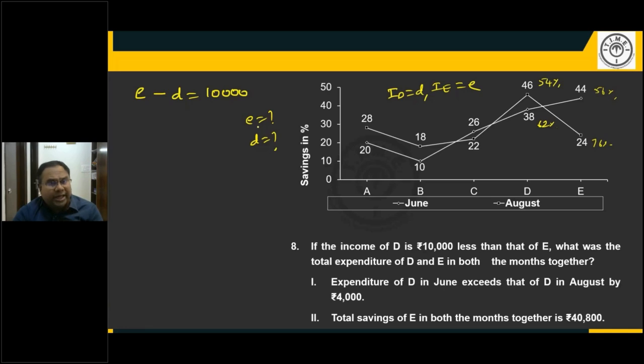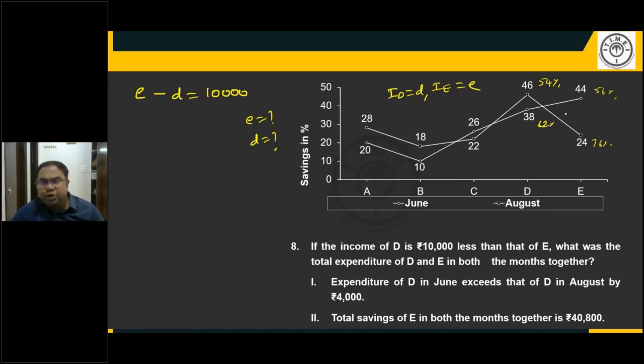That means I should know their income of E. I should know income of D. If I know one of these two, one more thing I'm telling. If I know E, I can find D. If I know D, I can find E. Anything is okay. Now see here, expenditure of D in June exceeds that of D in August by 4,000.